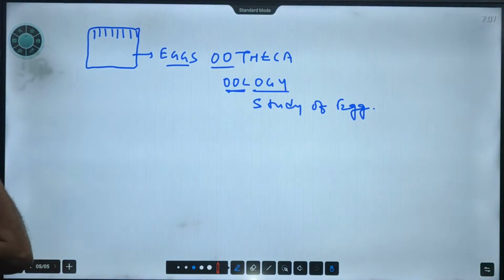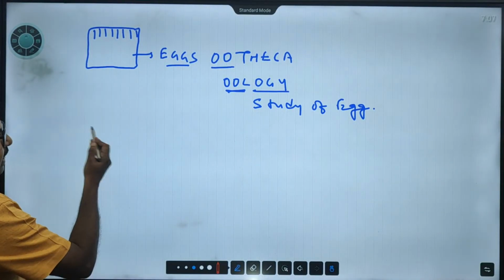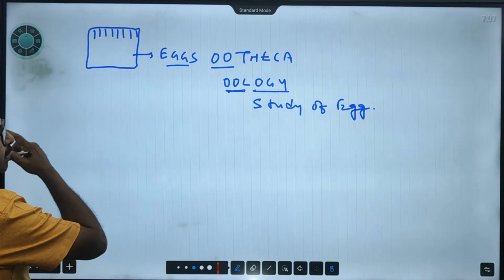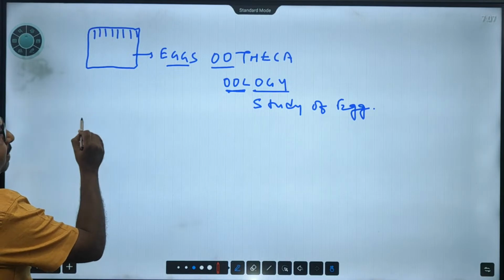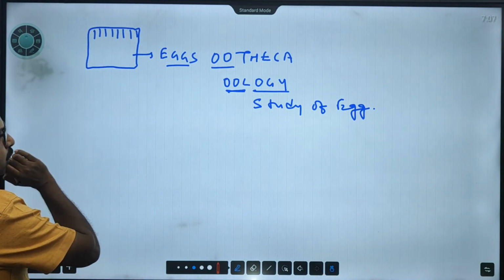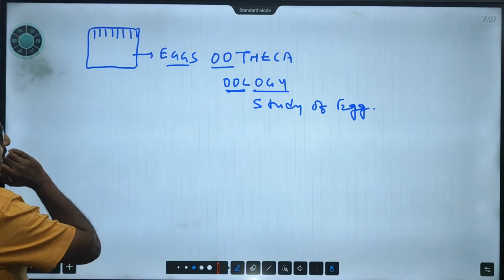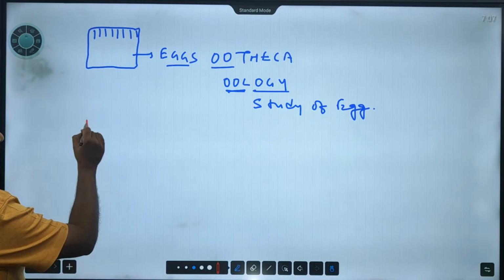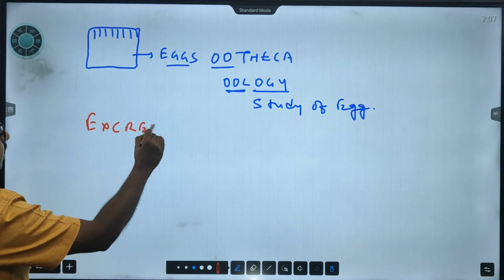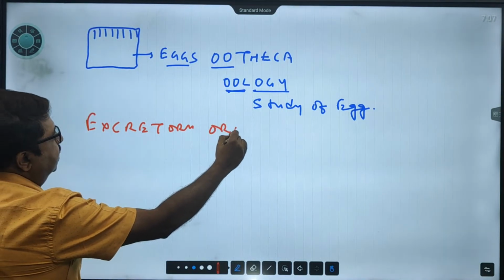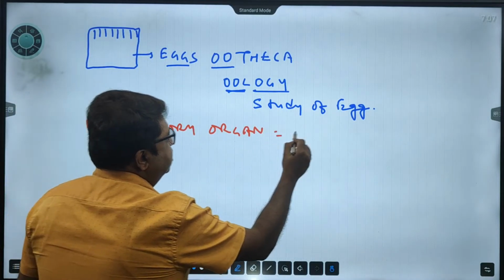Okay, done. Let's get into the next thing about arthropods. Tell me what should be their excretory organ? Excretory organ. Have you ever heard about Malpighian tubules?